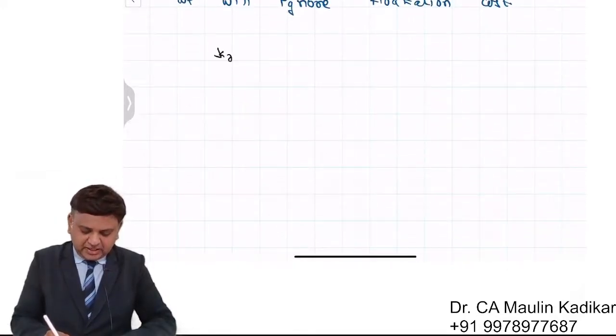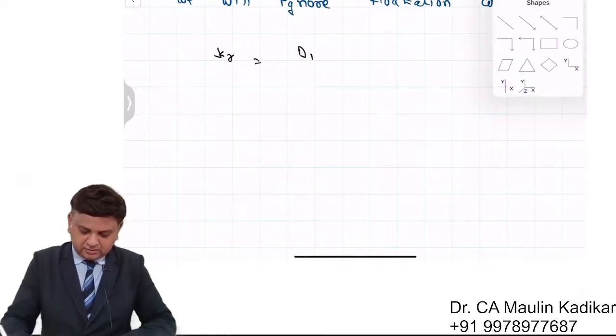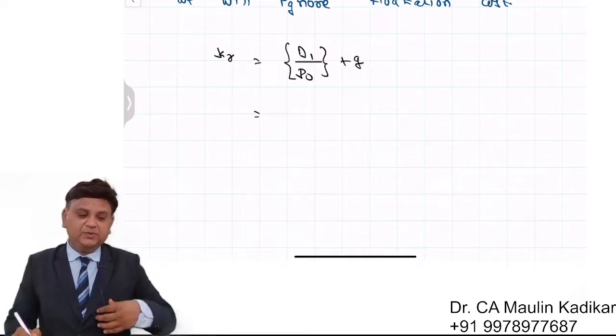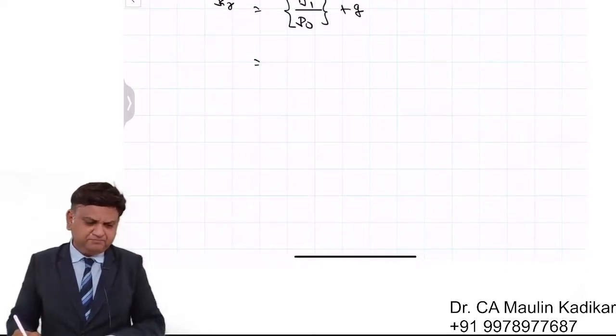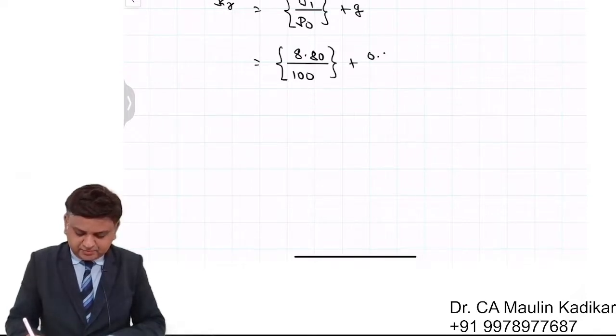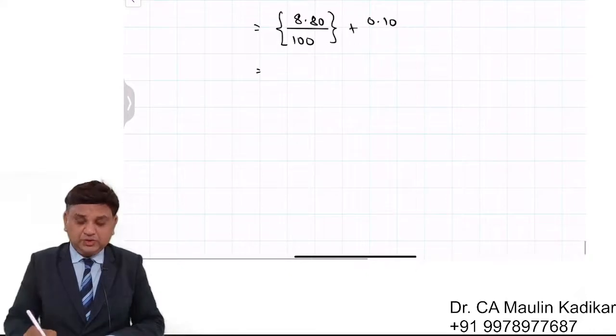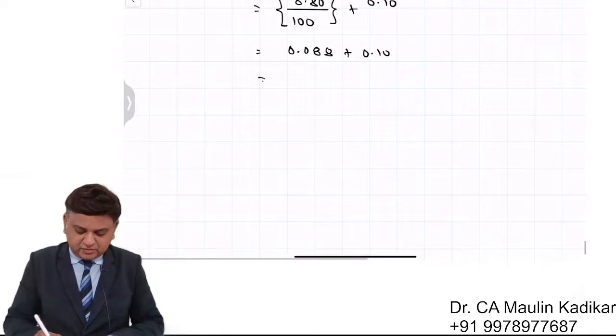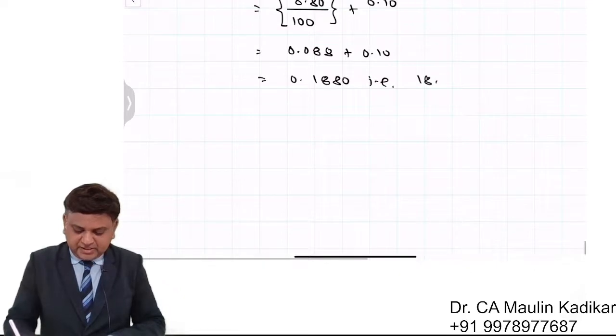So write answer, KR is equal to D1 upon P0 plus growth rate. D1 has already been found by us. It is, I think, 8 rupee 80 paise. P0 is 100 and the growth rate is again 10 percent. So 0.088 plus 0.10, so 0.1880, that is 18.80 percent.